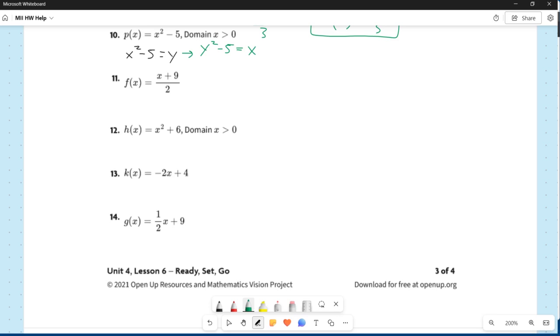So in order to get y by itself, we have to deal with the squared, we have to deal with the minus 5. First thing we want to deal with is the minus 5. The inverse of subtraction is addition, so that means I want to add 5 to both sides. When I do that, the 5s go away. And on the left-hand side, I'm left with just y squared. Let me just redo that so it's not a mess. So we have y squared equals, and on the right-hand side, we have x plus 5.